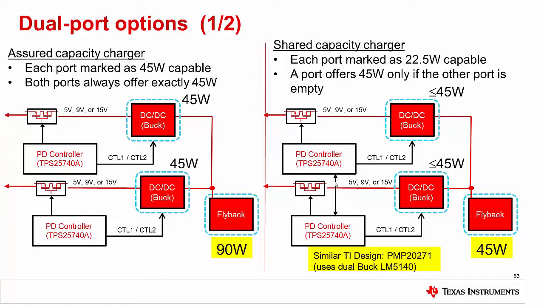One detail in the diagram you may notice is that there is a connection between the two PD controllers. That allows them to cooperate with one another to know how much power to advertise. In this shared capacity charger, as long as one port is attached and one port is empty, the attached port will offer the full 45 watts. But when a second sink is attached on the second port, then the first port will reduce by half how much power it's advertising to the sink. And then both ports will advertise half the power, or 22.5 watts.